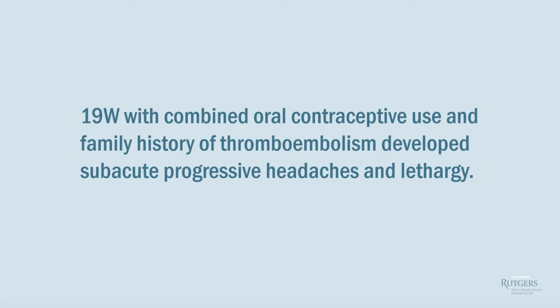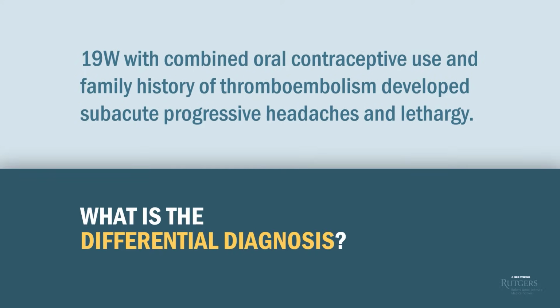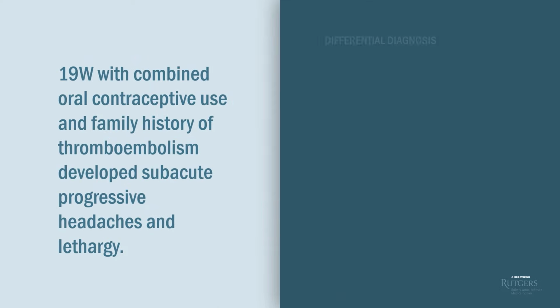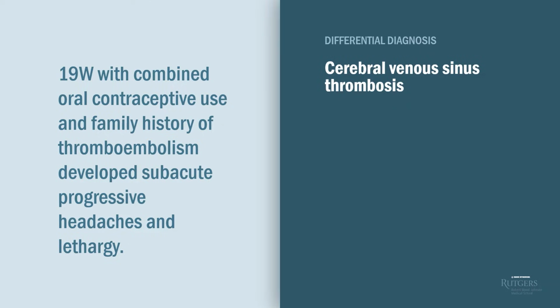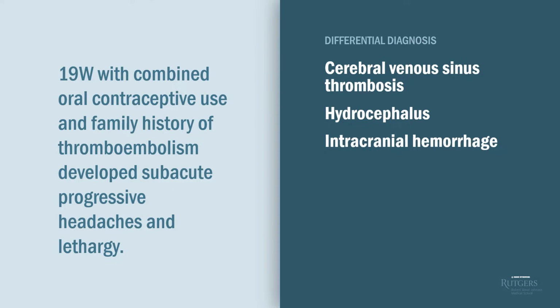So, in our 19-year-old woman with combined oral contraceptive use and family history of thromboembolism, who developed subacute progressive headaches and lethargy, what is the differential diagnosis? Well, this is a cerebral venous thrombosis talk, so that's probably on the differential. Other disorders that present with signs and symptoms of elevated intracranial pressure are hydrocephalus, intracranial hemorrhage, mainly subarachnoid and intraventricular hemorrhage, and aseptic meningitis.